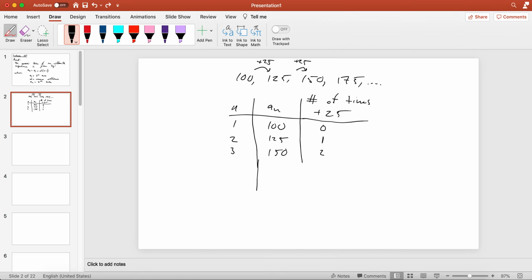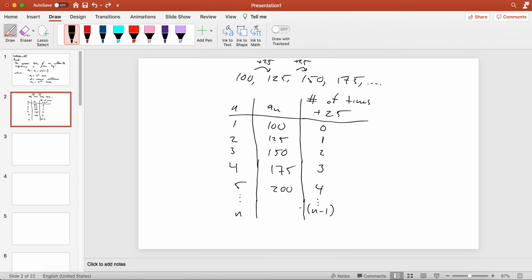Let's enlarge this. The fourth term is 175, and I've added 25 3 times. Okay, so hopefully you see the pattern. So in general, for the nth term, I'll have added 25 n minus 1 times. The first term you added it 0 times, the second term 1 time, the third term twice, the fourth term 3 times. So the nth term you'll add it n minus 1 times.